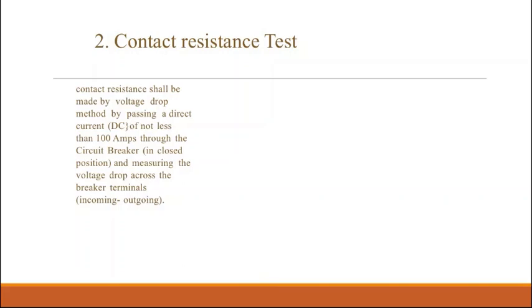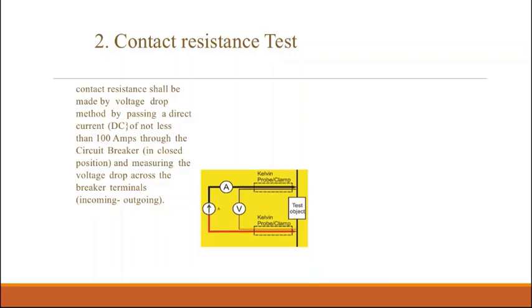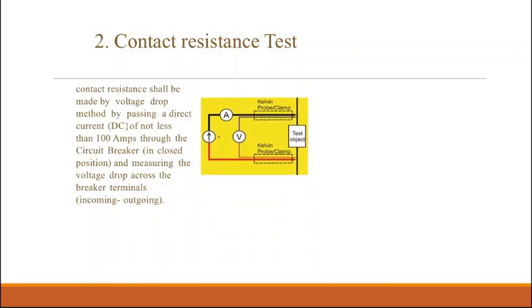And here there is a setup. This came from the Kelvin bridge. We have the source. We will flow around 100 ampere DC, and here the ammeter, and here the voltmeter. Always remember, for example, this is the test object. The voltage should be nearer to the test object. The current should be outside of the test object.